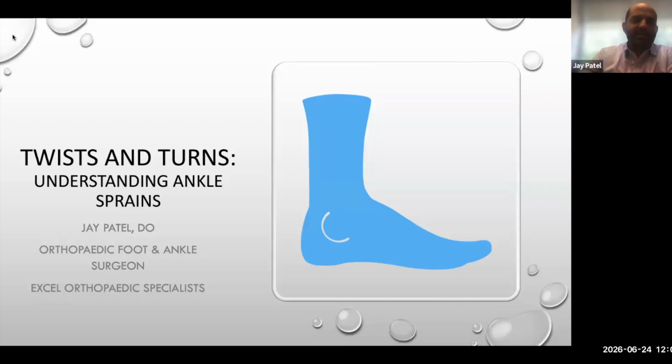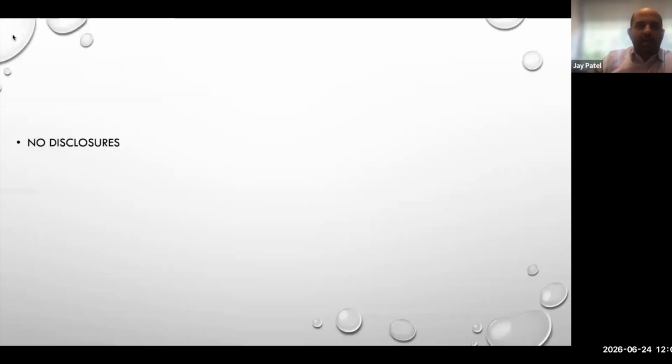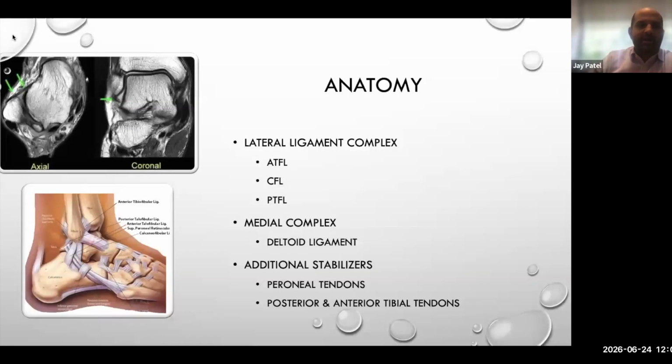We'll talk about ankle sprain quite a bit in detail today. These are the goals and objectives of today's talk. We're going to review the anatomy and biomechanics of the ankle, identify some key clinical features, going into a detailed clinical exam. What are some of the red flags, right? When should you immobilize rather than doing the early rehab that we all do for ankle sprain? When should you refer to orthopedics? We're going to outline step by step how to manage these patients and then talk about possible return to activities. I do not have any disclosures related to this talk.